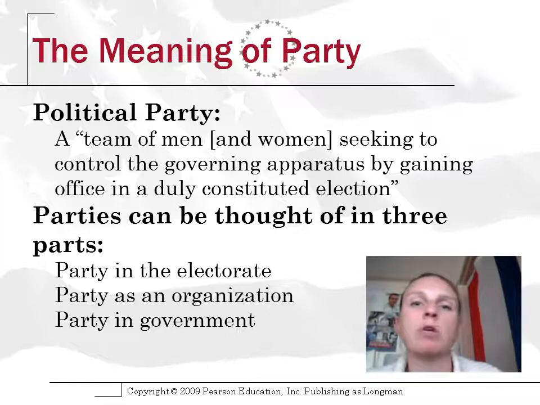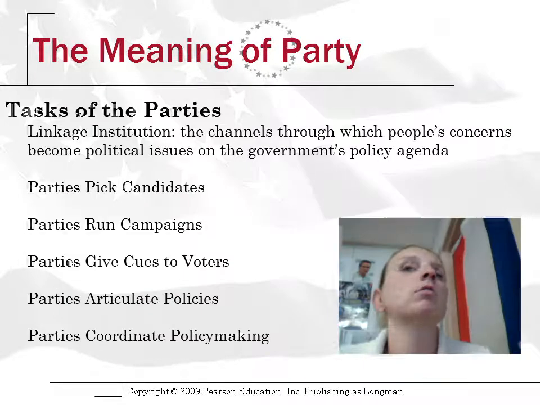So if you're looking at the Democrats, for instance, the party and the electorate are the Democrats who are the voters. The party as an organization is like when we see the local Democratic headquarters, the Illinois Democratic Committee, the National Democratic Committee, that's the organization trying to get people to get elected. And then, of course, the party and government are the actual politicians that are in government from that party. For instance, the Democrats now have Barack Obama in office, Nancy Pelosi, Harry Reid, people like that would be the party and government for the Democrats.